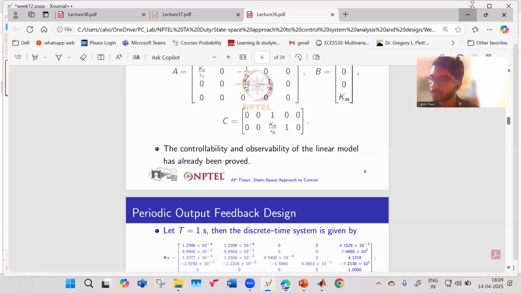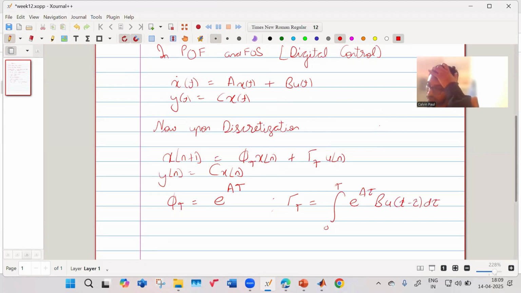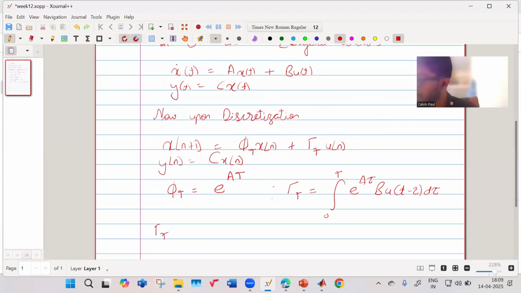So now, what is phi t? Phi t is actually e raised to the power A into t. And gamma t is actually the integral from 0 to t of e raised to A tau B u of t minus tau d tau. So gamma t is equal to the integral from 0 to t of e raised to A tau B d tau.